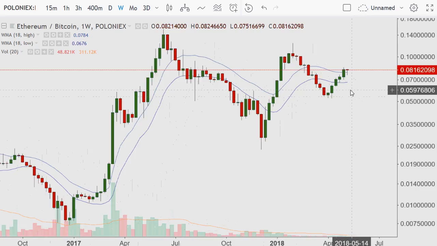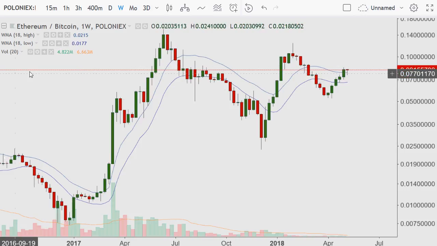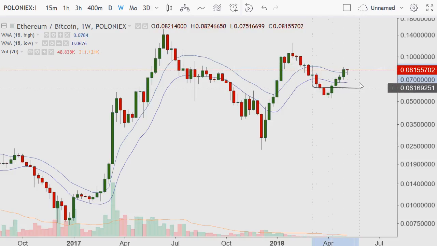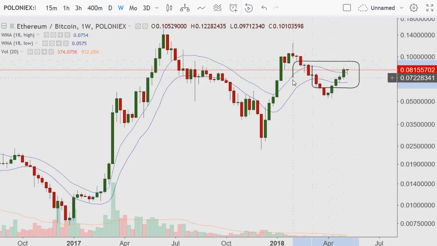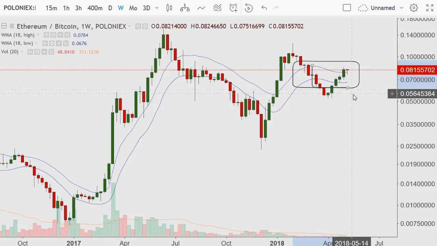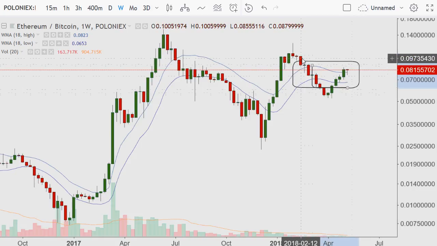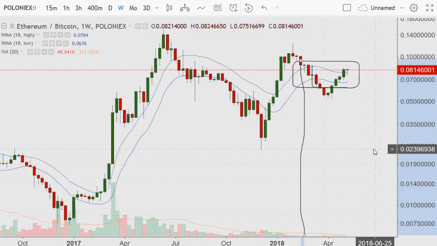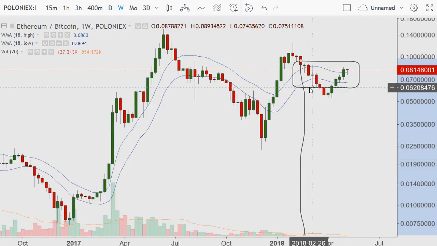But throwing that aside, right in the middle of this, the 18 average is telling me the exact same thing on the weekly chart. It's been going sideways in here ever since, well, Northern Hemisphere winter, deep into it. Well, February, March.